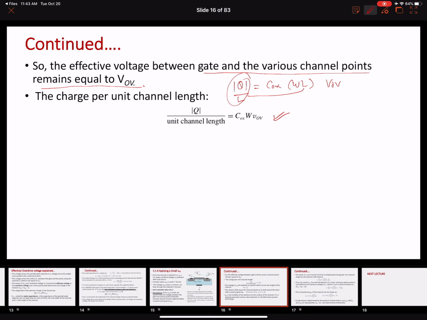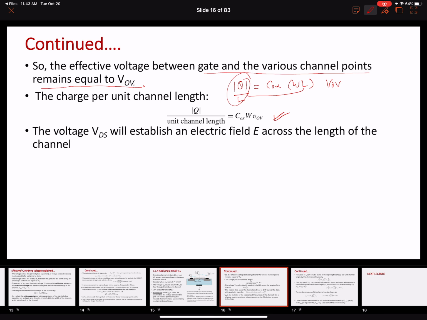Similarly, when we apply a small VDS value, we establish an electric field across the length of the channel. The electric field can be given as, from basic electrical engineering courses, V over D or V over L. Our voltage here is the drain to source voltage VDS, and L is the length of the channel. So we establish this electric field across the length of the channel by applying the voltage VDS.